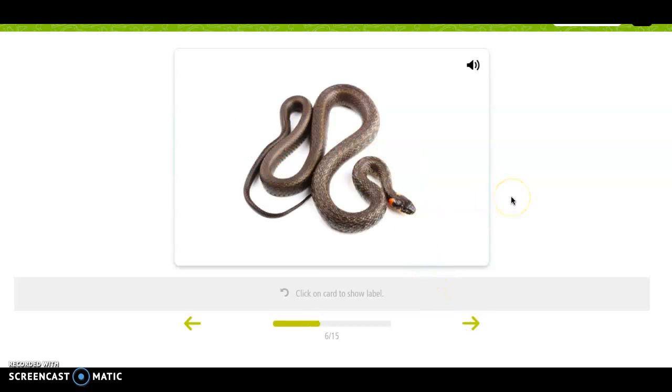This is a snake. A snake is a vertebrate. It is a reptile, like the turtle. It has scales, dry, scaly skin. It slithers because it does not have legs. It has 0 legs, so the snake has to slither on the ground. The snake.